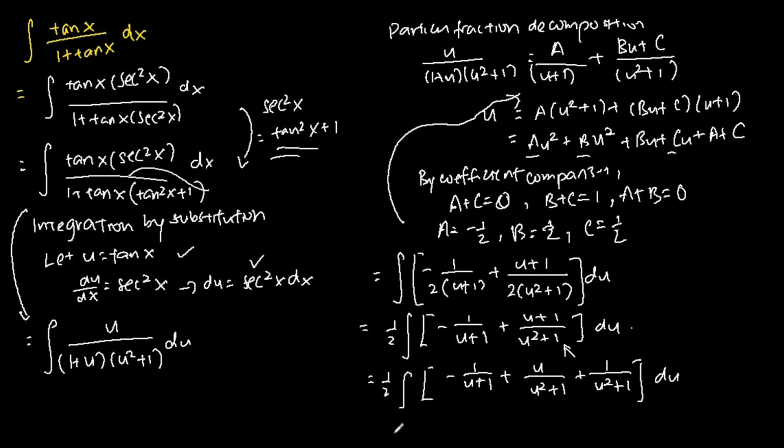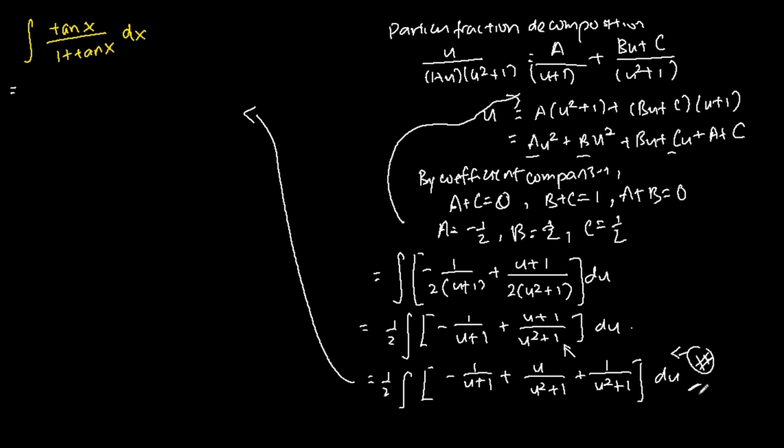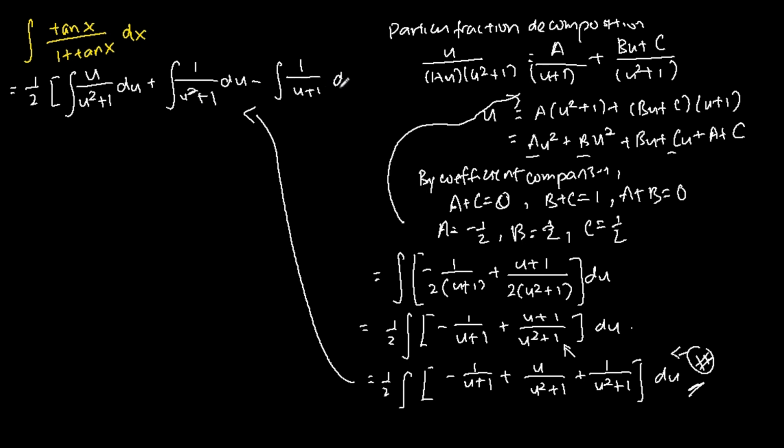Basically from here, I'm going to erase the left-hand part of the answer. Now we are going to split this integral into three different integrals. The first integral will be half the integral of u over u squared plus 1 du. The second integral will be the integral of 1 over u squared plus 1 du, subtracting away the integral of 1 over u plus 1 du. As for the first integral, we multiply by 2 on top and at the same time put a half outside the integral. So we get the following.